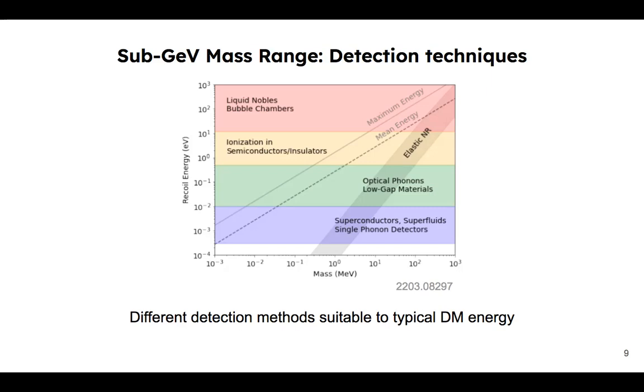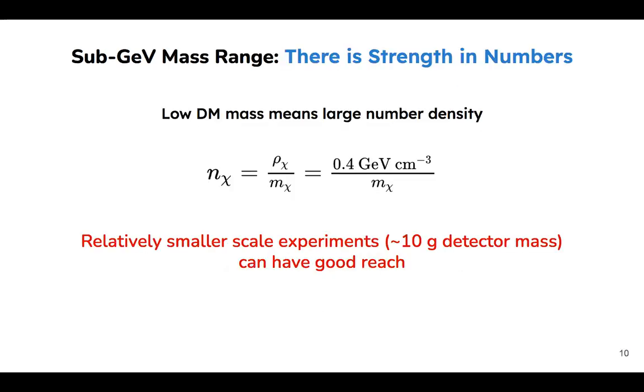And finally, at the very bottom, we have the superconductors and superfluid helium, and also some single photon detectors, phonon detectors. They typically have energy gaps of a few tens of milli-electron volts, and that's the lowest that we have so far to date. Depending on which mass of dark matter you are interested in, you have to use different techniques. But it's not all challenging.